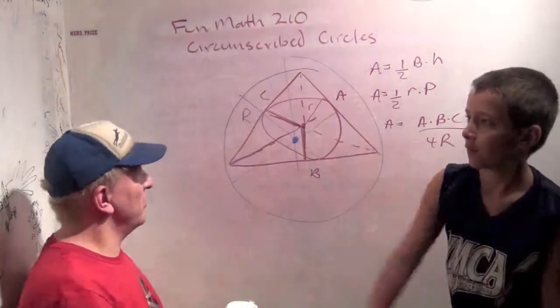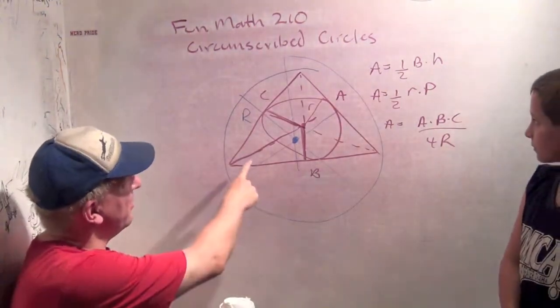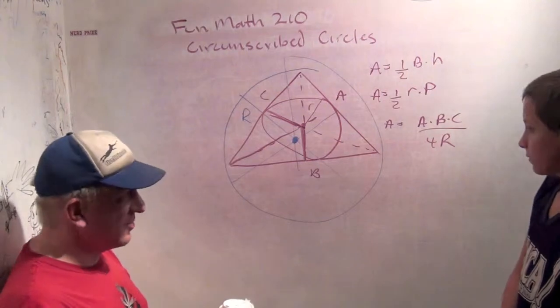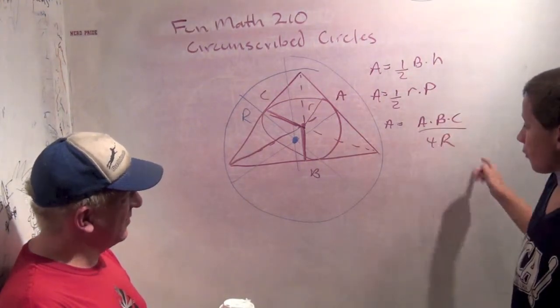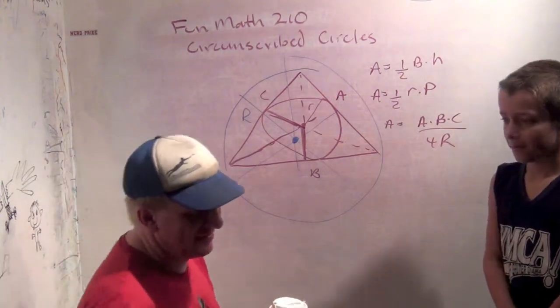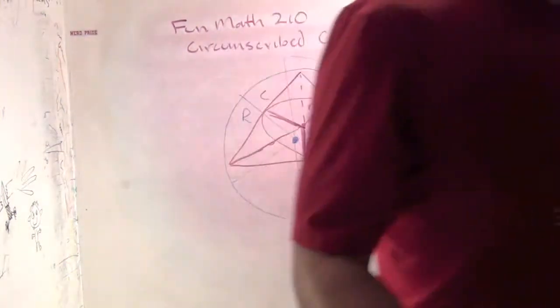All right, good job this morning, honey. So what's the formula for the area that involves the circumscribed circle? A equals A times B times C over 4 big R. Wow. Amazing stuff in geometry.